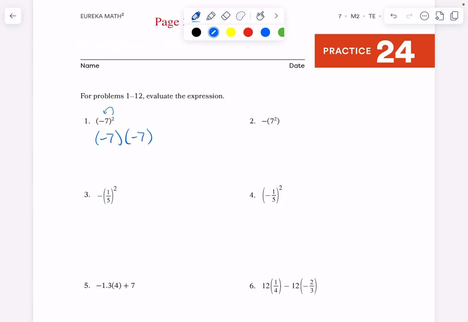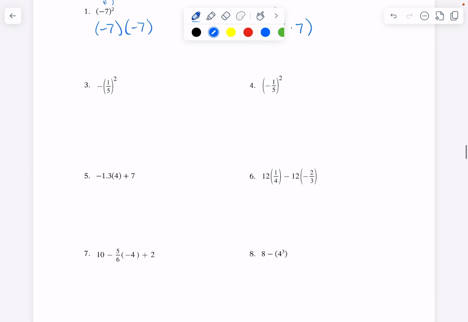Number 4 is very similar to number 1. Very similar, but be careful with number 2. Notice how the negative sign is on the outside. So that negative sign stays on the outside, and we expand the inside, which is 7 times 7. So I would be very careful with that when it comes to problems 1, 2, 3, and 4.